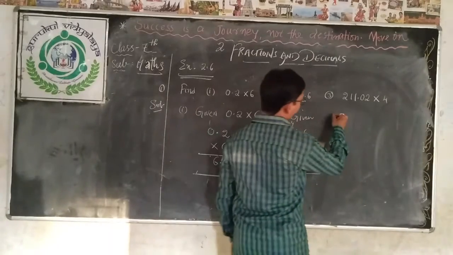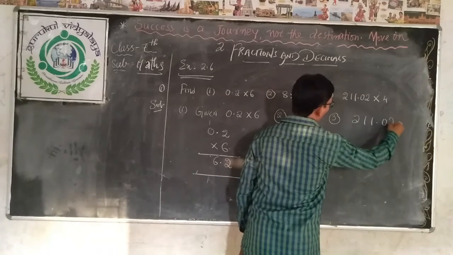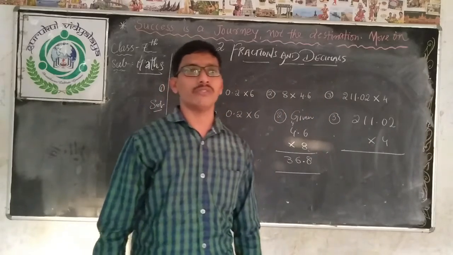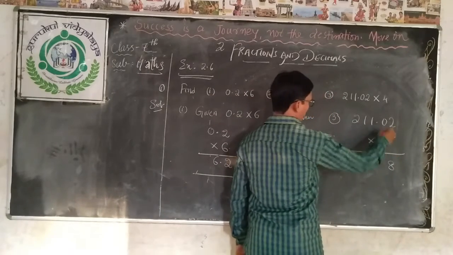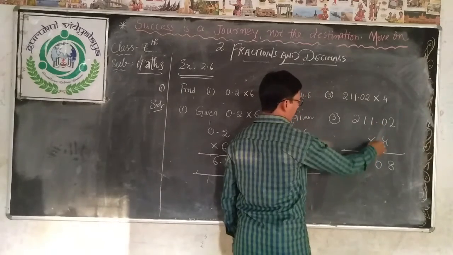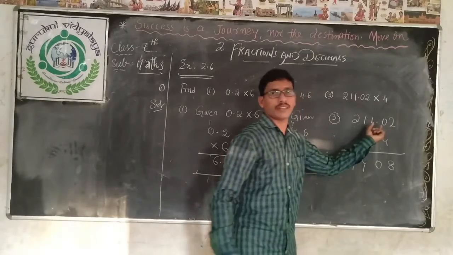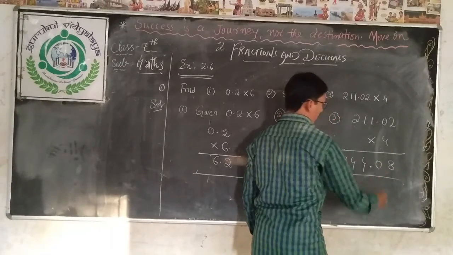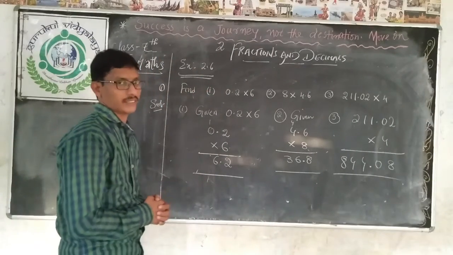Third problem. See what is given: 211.02 into 4. Multiply by 4. 4 2s are 8. 4 zeros are 0. 4 1s are 4. Again 4 1s are 4. 4 2s are 8. Now how many digits after the point are there? 2 digits after the point. So keep in the answer, from right to left, 2 digits after the point. Now what is the answer you get? 844.08 is the answer.